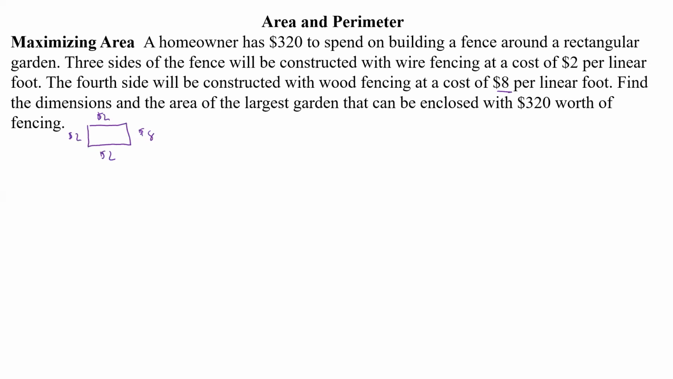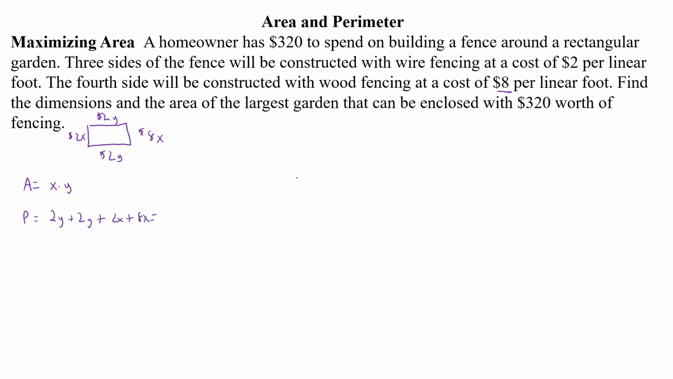All right, so then what do we have? Well, this is area. Area is equal to length times width, or x times y, depending on what variables we want to use. Now, say these are x's and these are y's. Then we could come up with a perimeter, because that's how we're going to do a fence. The perimeter is going to be 2y plus 2y plus 2x plus 8x.